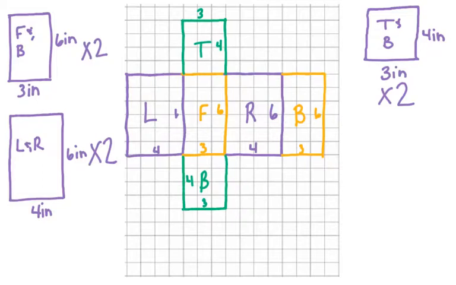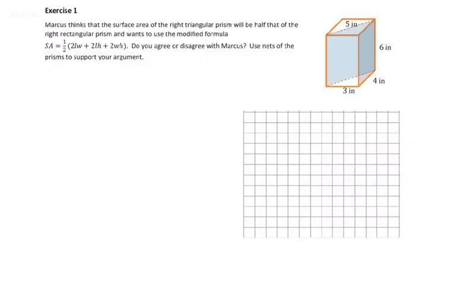So we're going to take a look now at another type of prism in exercise number 1, and there's a question associated with this prism. Exercise number 1 says: Marcus thinks that the surface area of the right triangular prism will be half that of the right rectangular prism and wants to use the modified formula surface area equals 1/2 times 2 times length times width plus 2 times length times height plus 2 times width times height. Do you agree or disagree with Marcus? Use nets of the prisms to support your argument.